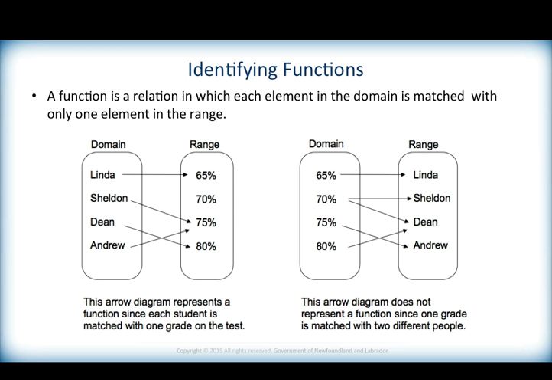In the second example, it's switched around. The grades are now the domain and the students are the range. But that doesn't matter. We just have to look at the domain and see if it's matched with only one element of the range. And as you can see, the 70% in the domain is matched with two people in the range. It is matched with Sheldon and Dean. So this arrow diagram does not represent a function.